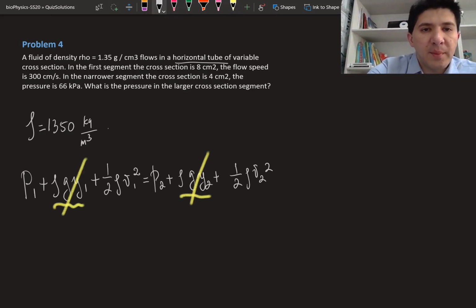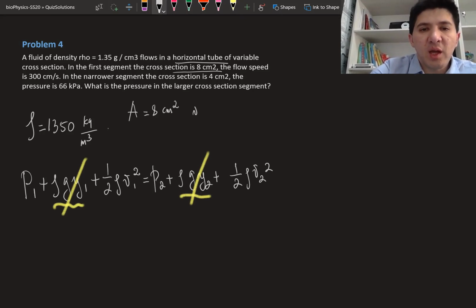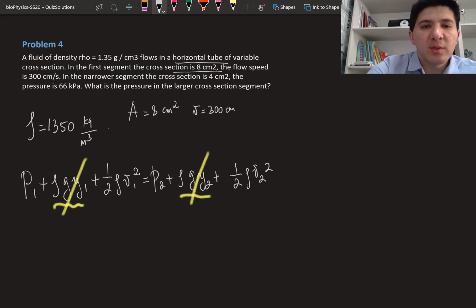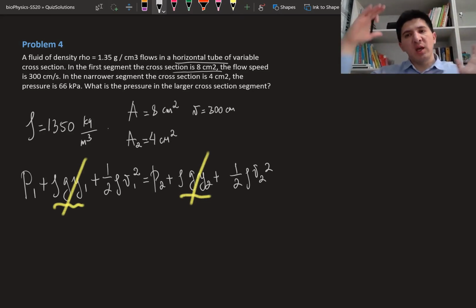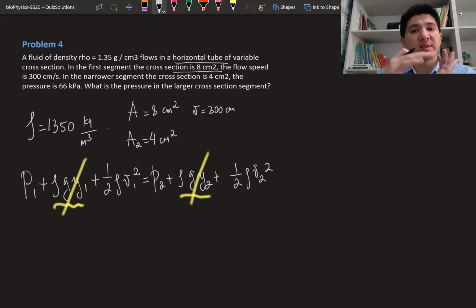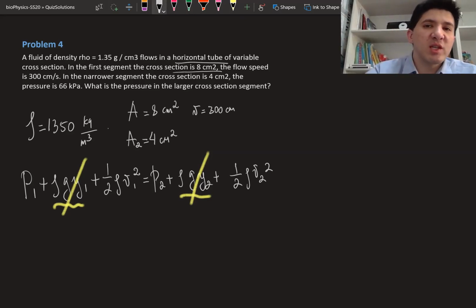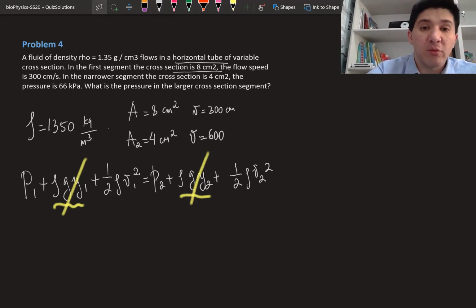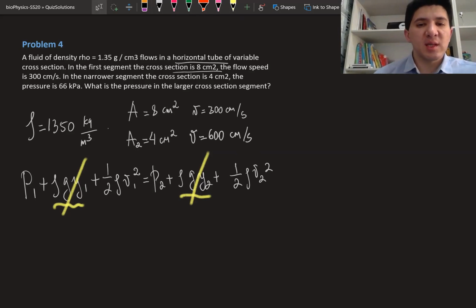So in the cross-sectional area where the cross-section is equal to 8 centimeters squared, the velocity is equal to 300 centimeters per second. If the cross-section area is decreased, what's going to happen with the velocity? If I make the pipe a little bit more narrow, it means that the velocity is going to increase, right? The cross-section and the velocity are inversely proportional, but linearly. It means that if the cross-section area is decreasing by 2 times, then the velocity is going to increase only 2 times, not 4. So it's going to be 600 centimeters per second, or 6 meters per second.